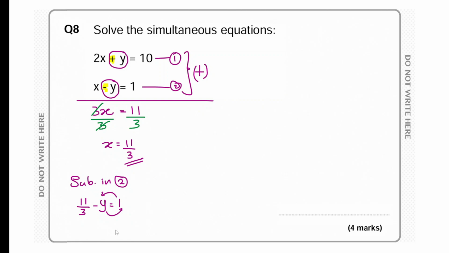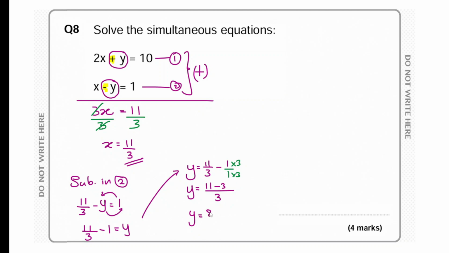11 over 3, take away 1 is y. So let's do the simplification. y is equal to, common denominator 3, 11 take away 1 times 3 is 3. y is equal to 11 take away 3 is 8 over 3. So here's the value of y. Now I need to write both answers correctly in this space. Here the remainder is 2. So my final answers are 3 and 2/3 and 2 and 2/3. And that's for 4 marks.